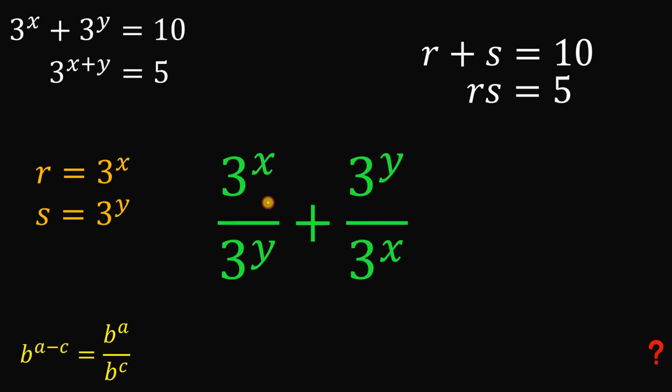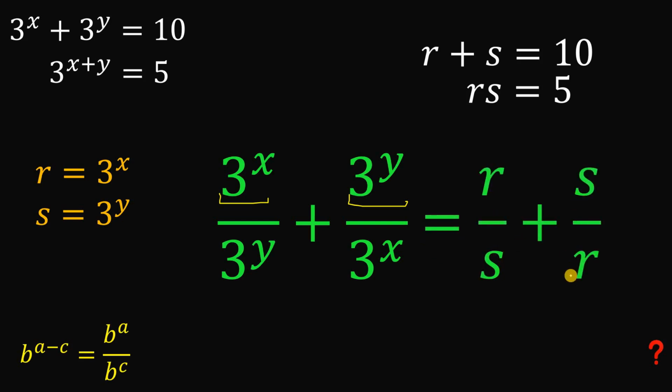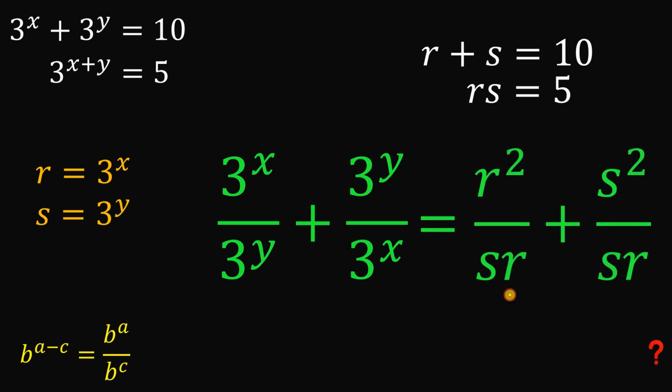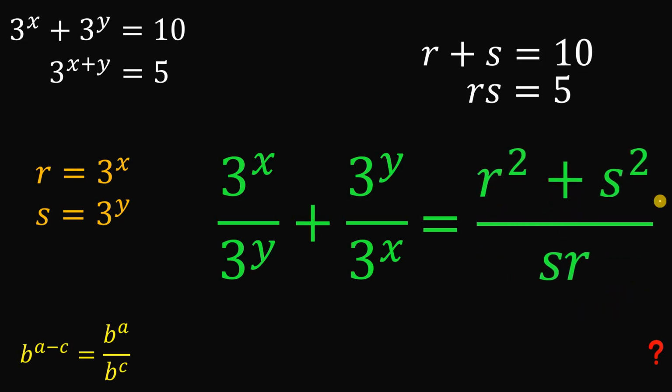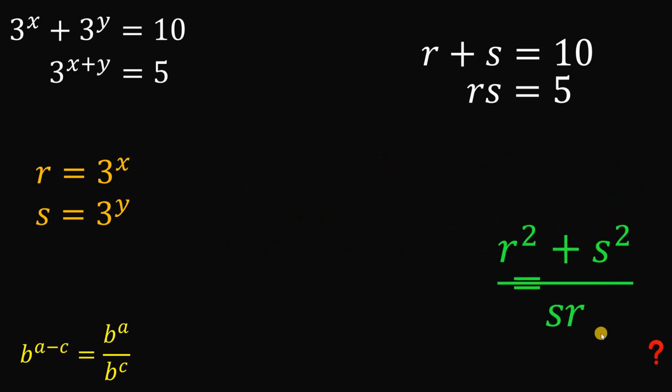And now, since 3 raised to the power of x is r and 3 raised to the power of y is s, our expression that we want to evaluate is just the same thing as r over s plus s over r. Now at this point, what we're going to do is to combine these two fractions. So the first fraction, let's multiply the numerator and denominator by r, and the second fraction, multiply the numerator and denominator by s. And since we now have a common denominator, we can combine them. So this is just the same thing as r squared plus s squared all over s times r. Now let's set this aside.